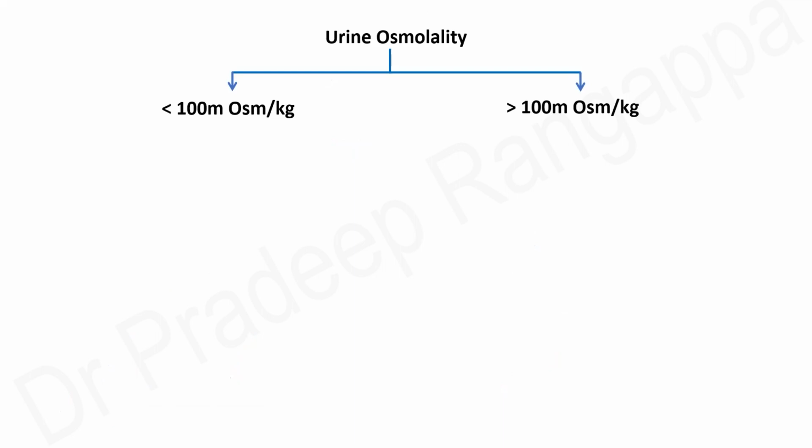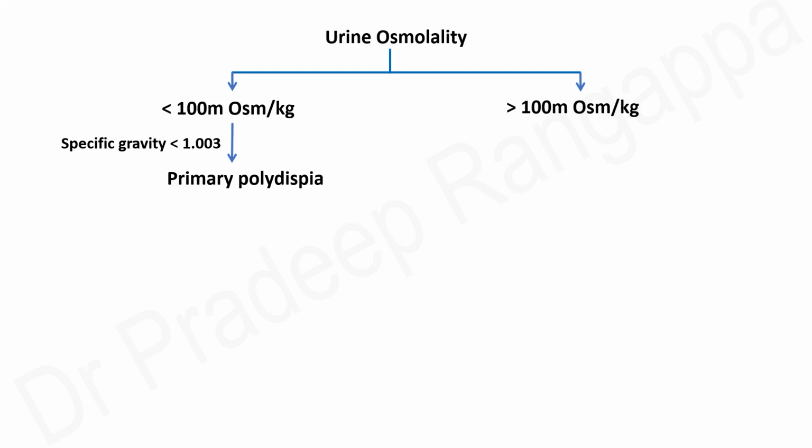Why do we do urine osmolality? Because if urine osmolality is less than 100 milliosmoles per kg, it means it's a dilute urine. When there is a dilute urine, look at the specific gravity. If it's less than 1.003, then probably there is an underlying neuropsychiatric problem, or a primary polydipsia, because the kidney is not able to concentrate the urine when water consumption is so much, with the urine output exceeding 12 liters.